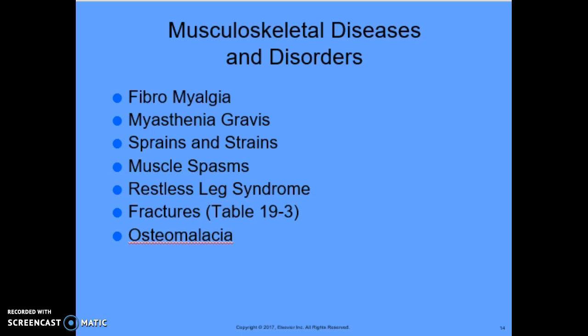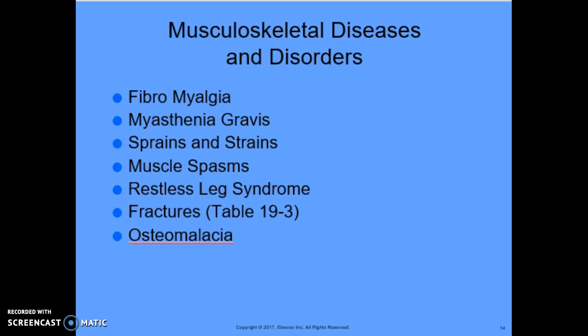So again, the RICE, we talked about it in the last slide, is rest of the injured joint with no weight bearing to prevent further damage, a cold application for 20 minutes at a time, 4 to 8 times a day during the first 24 to 48 hours to reduce pain and swelling. Compression with an elastic wrap or air cast to reduce the swelling, and elevation of the injured part. So you want to make sure whatever part is injured is elevated.